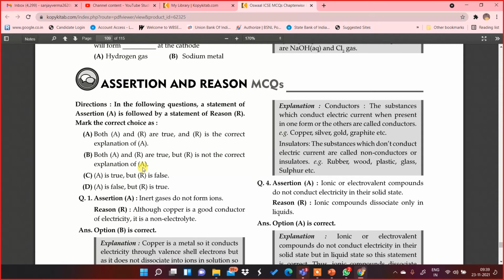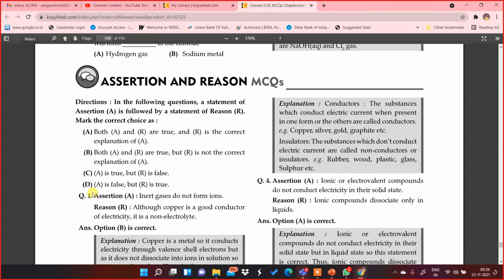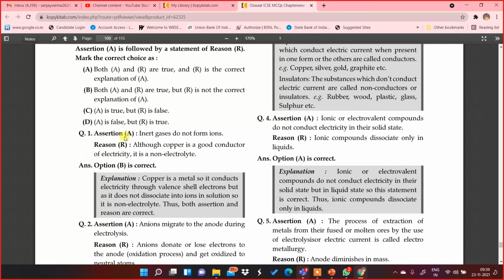Then only you will be able to make these assertion and reasoning type multiple choice questions correct in the examination. Okay, so with this, we move to the first question under the heading assertion and reasoning multiple choice questions. Question number 1, have a look. The statement is given: inert gases do not form ions. Although copper is a good conductor of electricity, it is a non-electrolyte because it is a metal. So are these two statements related to each other in any form?